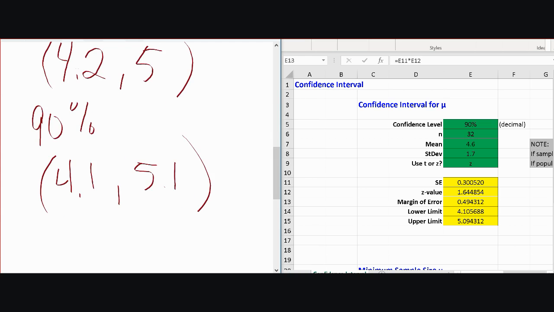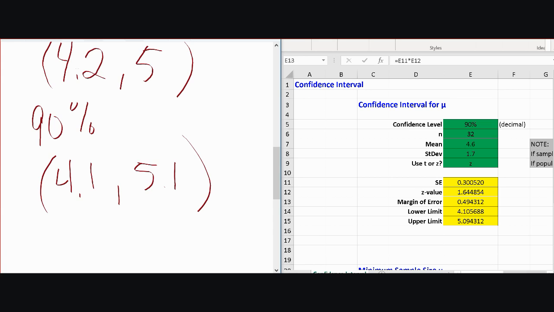Why do you think it got broader? Why do you think our margin of error is bigger now that we have a higher level of confidence? Well, let's think about it. Everything else stays the same. If I want to be more confident, if I want to go from 80% confident to 90% confident, I want to give myself a broader range. I want to give myself a bigger target so that it's more likely that I'm correct, right? You could be more likely correct if you say a broader range of numbers, right?